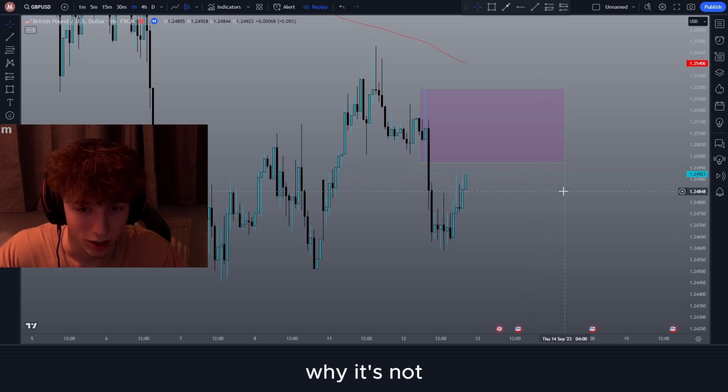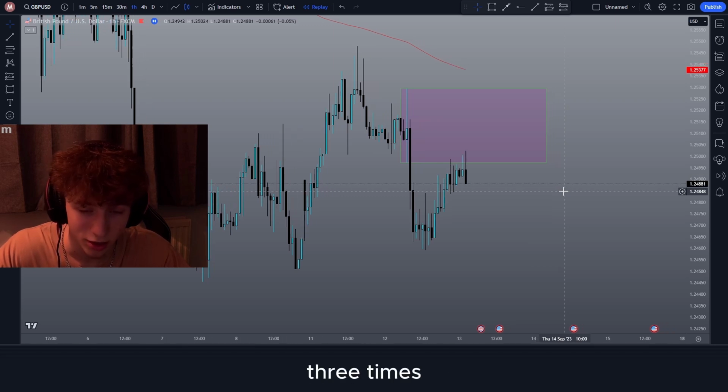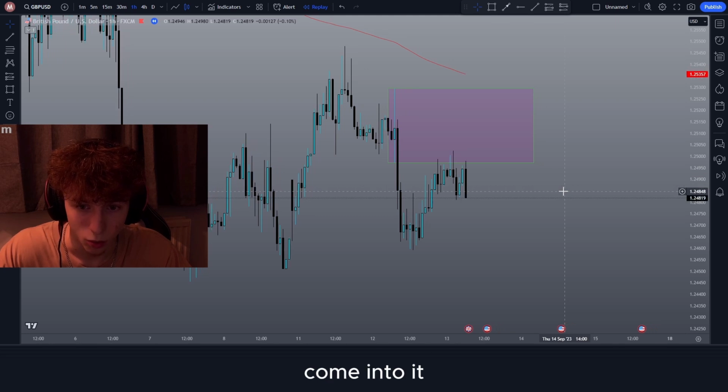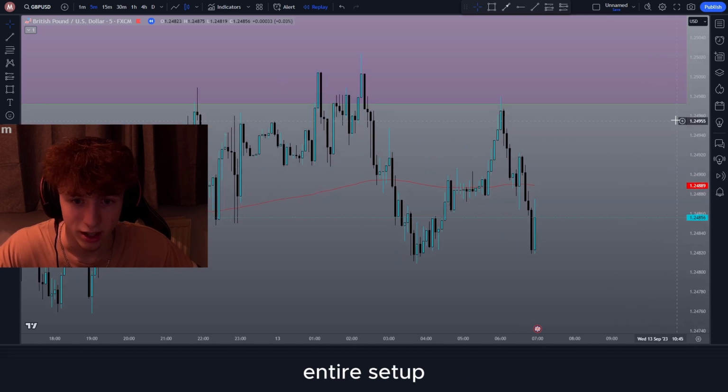And yeah, so this is why it's not 10 out of 10. So we reject once, then we reject twice, 3 times, and usually you'd want to be off by now. You'd want to be moving downwards. You wouldn't want to still be consolidating around the zone. And we actually come into it one more time, which if we scale down to the 5-minute, we can see an entire setup has happened within that hour.